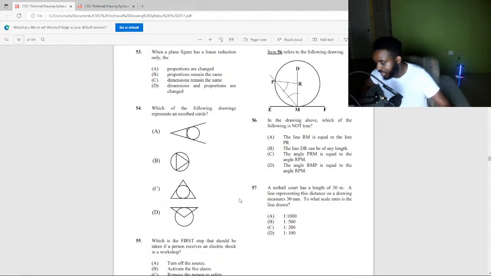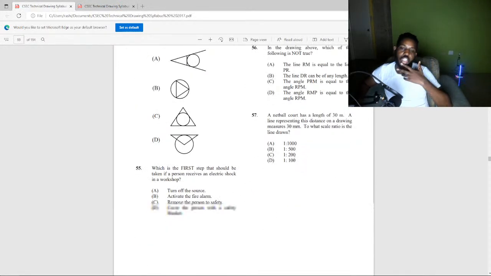Yeah, number 56 is C. Number 57: a netball court has a length of 30 meters. A line representing this distance on a drawing measures 30 millimeters. To what scale ratio is the line drawn?